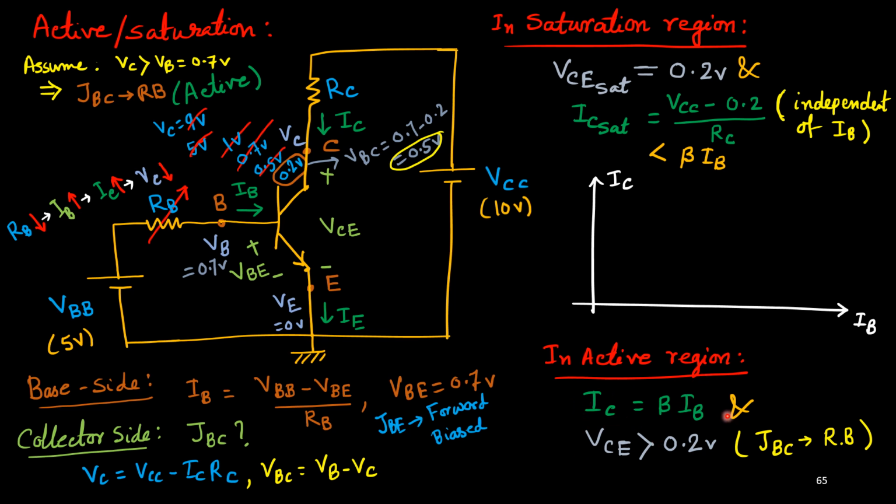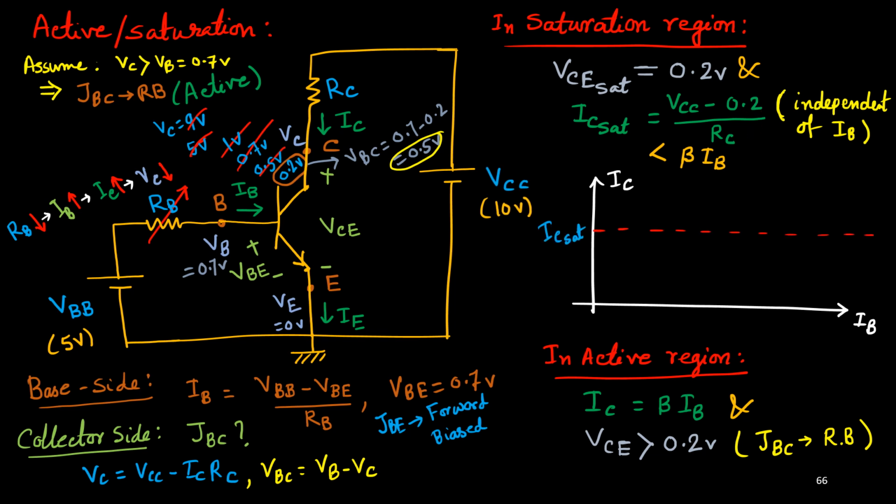And the other one is VCE is more than 0.2 volt. One inequality, one equality sign. Similarly, in saturation, one equality: VCE saturation is 0.2 volt and IC should be less than beta times IB. Okay, and the saturated value will be VCC minus 0.2 upon RC.